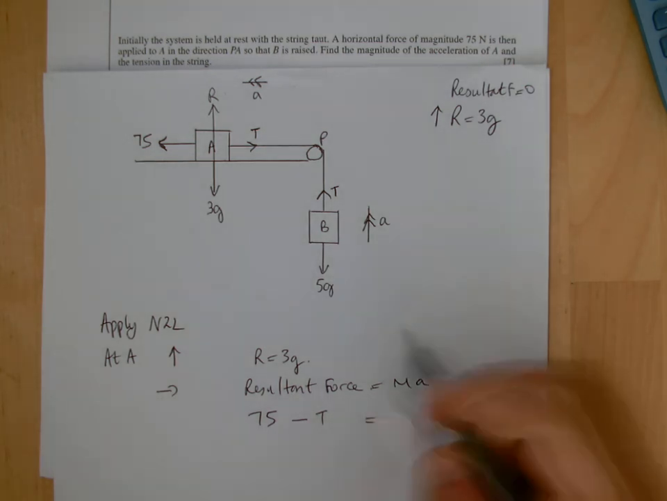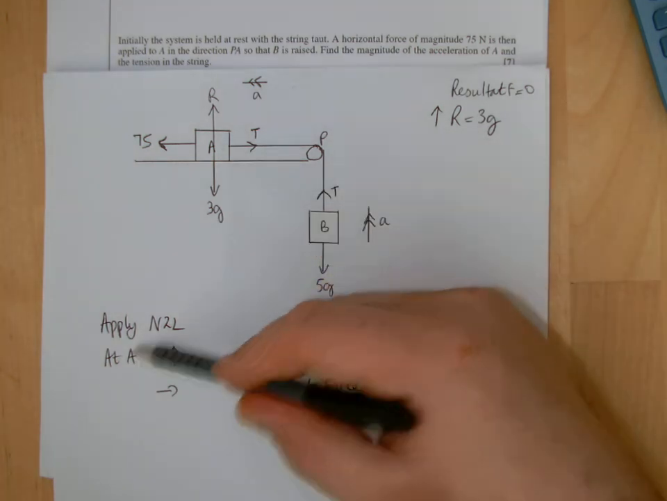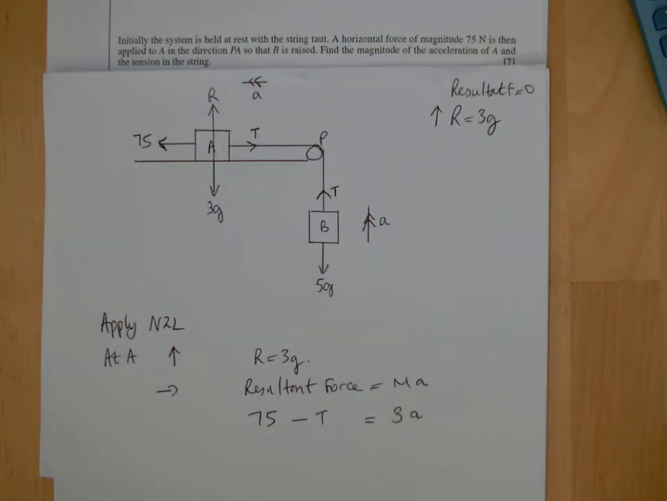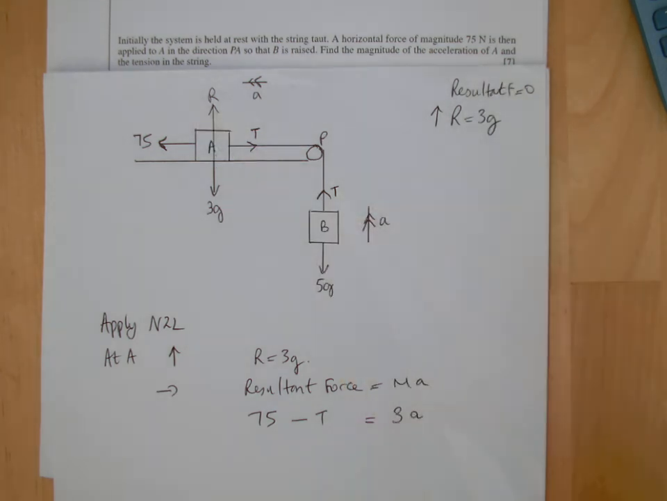That will equal the mass. Now the mass, remember we're looking at object A. So I said here, the mass of A is 3 kilograms. So 3, and A then is the acceleration. Now we don't know what T is, and we don't know what the acceleration is. That's what we're trying to find out. Find the magnitude of the acceleration of A and the tension in the string.